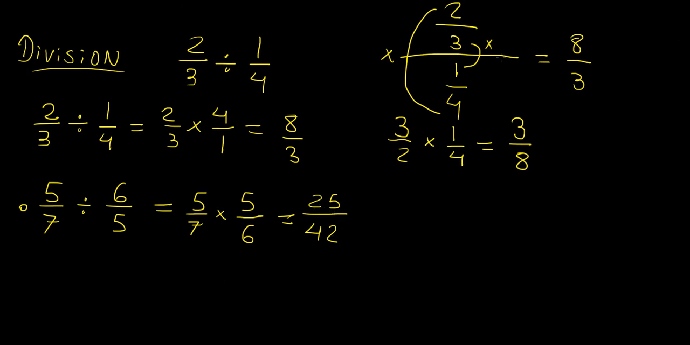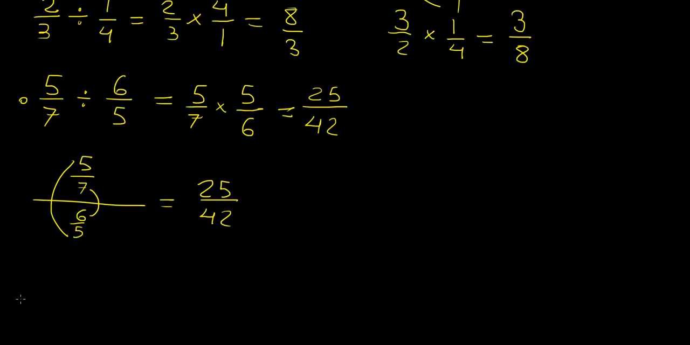Let's try it out using this method here. So we're going to write 5 on 7 here, divided by 6 on 5. So we're going to multiply these two and those two. So the outmost numbers become the numerator. So 25, and 7 times 6, that's 42. So same thing again. Let's do one last example.